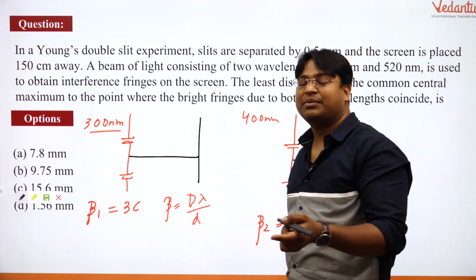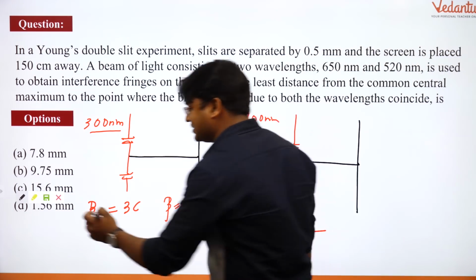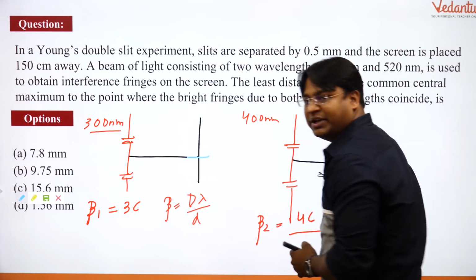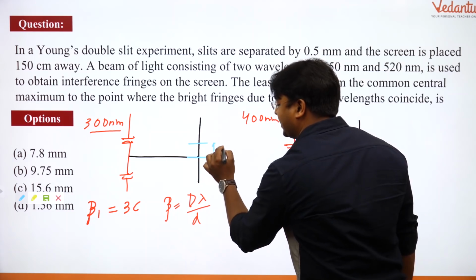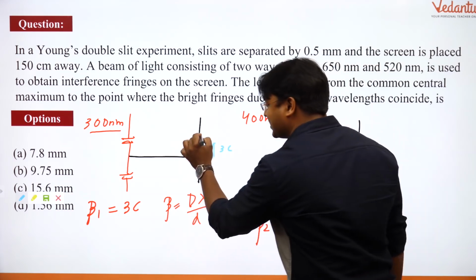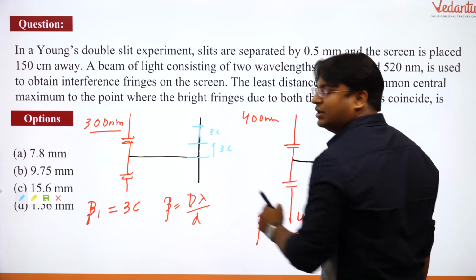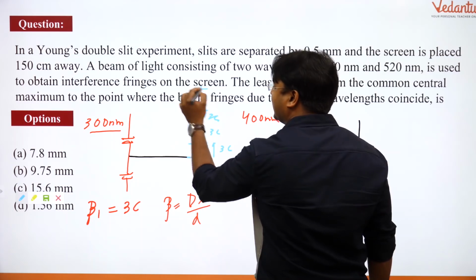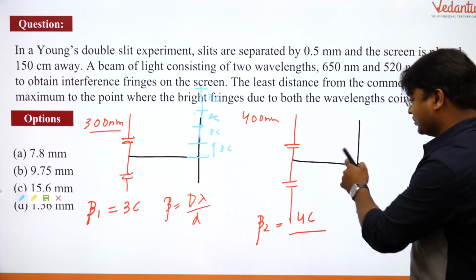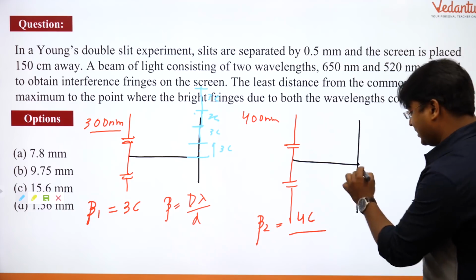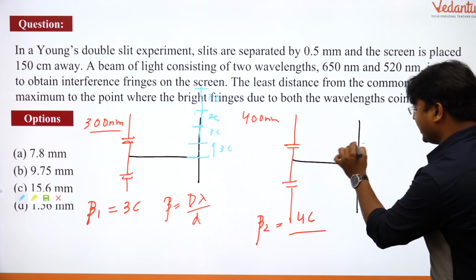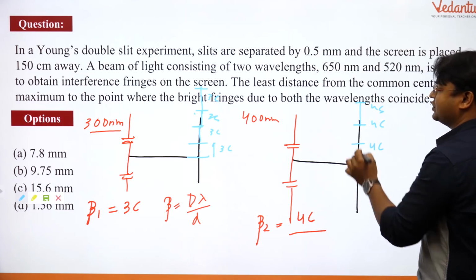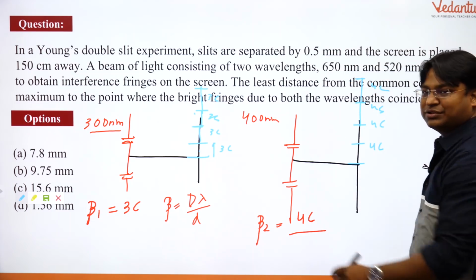If I start figuring out where the maximas will lie, just have a look. One of the maxima will be here, the other maxima will be at a height of 3C, then the next maxima again at 3C further, and so on. Coming to this one, if the central maximum is here, the next would be at 4C, then again 4C, and so on. So this is the sequence.